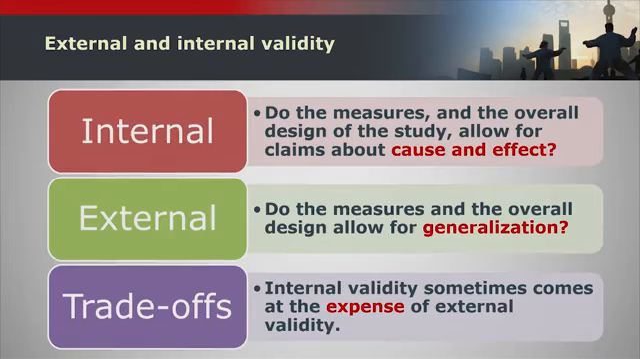External validity refers to the ability of our measures to generalize to a larger population and the ability of our study to generate results to a larger population. In fact, it turns out there are trade-offs where sometimes in the quest for internal validity to prove cause and effect, we may make use of data that's so unusual or so specialized in terms of the population it covers that we become worried about external validity.